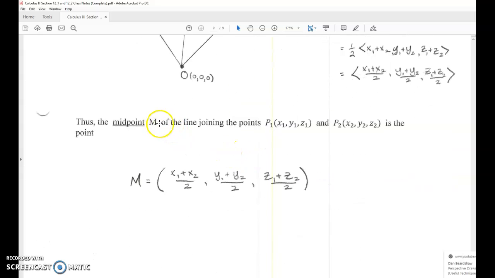So this is the vector OM, but the midpoint M would just be the terminal point, which is x1 plus x2 divided by 2, y1 plus y2 divided by 2, z1 plus z2 divided by 2. And that ends our section 12.1 and 12.2 notes.